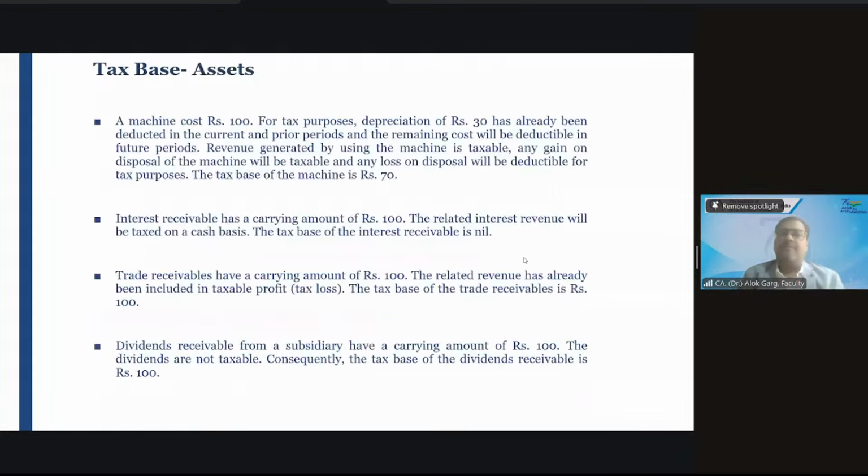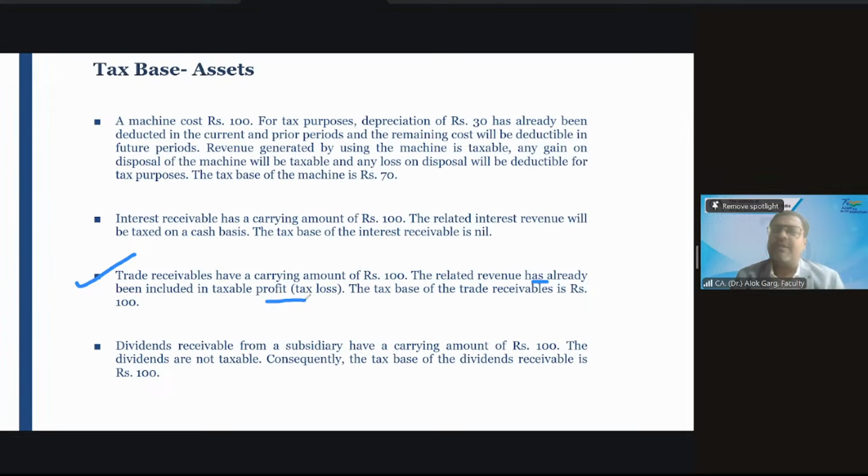Okay. So all these examples I have already covered in my Excel file. All these examples of PPE, interest receivable, trade receivable. Okay. Trade receivable has a carrying amount of rupees 100. Debtor, you have a debtor balance of 100. The related revenue has already been included in the taxable profit or tax loss. Okay. So when you sold goods to a debtor, what is the accounting entry? Debtors to revenue. Yes. Debtors to revenue.